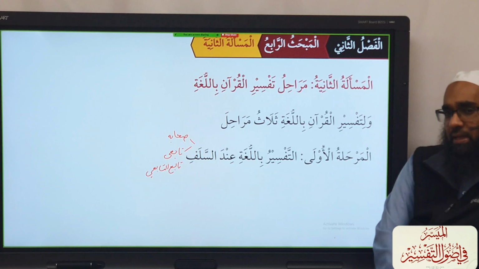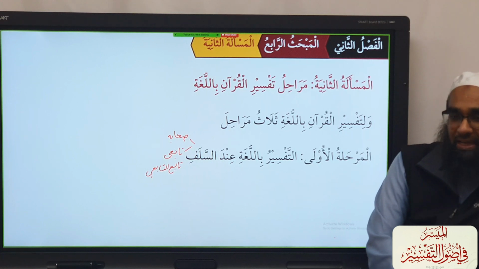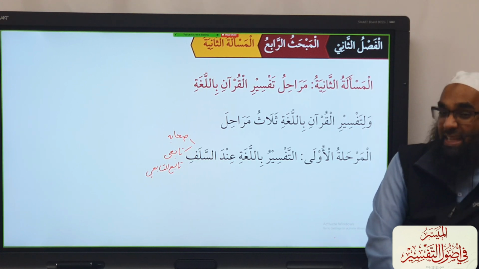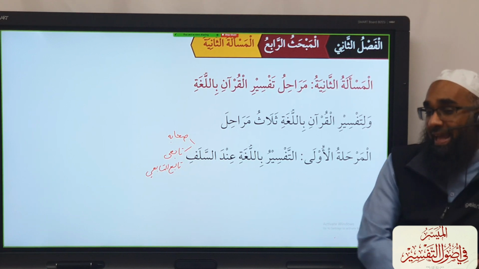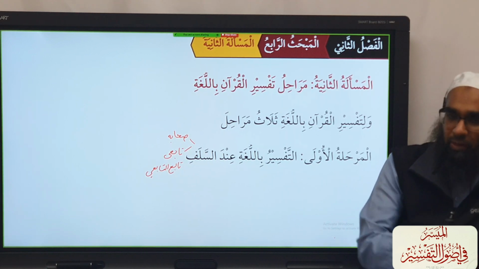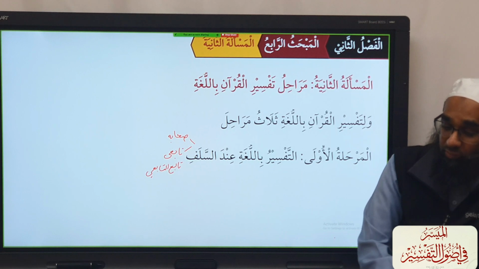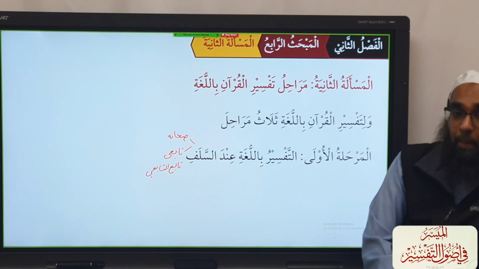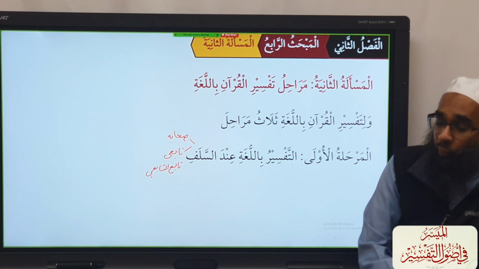But see, pre-Islamic Jahili poetry and language is not trying to explain what the Quran means, because obviously the Quran didn't exist then, is it? The Quran wasn't revealed then. The Quran existed, but not in the world. It wasn't revealed to the Prophet ﷺ then. But we can use their language to prove something.